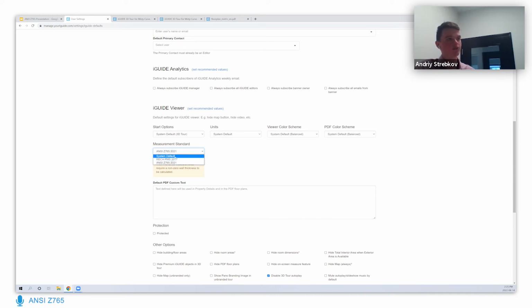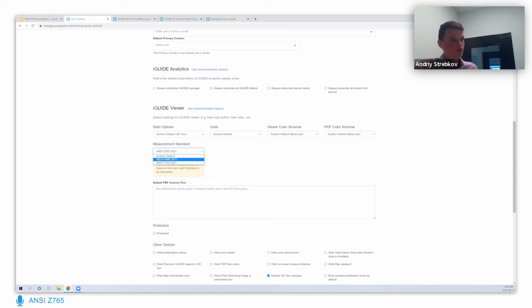Now, what is system default? The way it works right now is that every iGUIDE created in the United States will follow ANSI Z765 standard by default. Every other iGUIDE created outside of the United States, for example, in Canada or in Europe, by default will follow RMS standard.